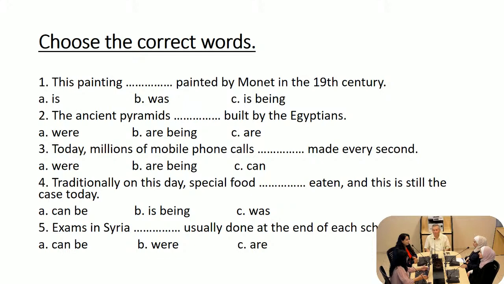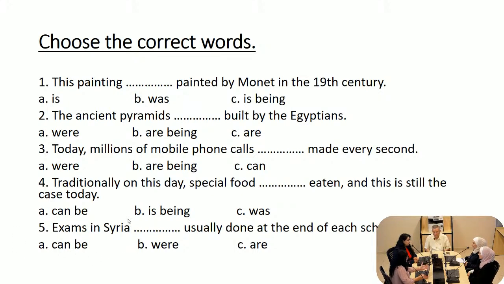Number 4. Traditionally on this day, special food eaten, and this is still the case today. So, food can be, is being, or was. Traditionally means that something often happens in the past. So was eaten, and if you can understand the end of the sentence, this is still the case today. So it is definitely that we are talking about something in the past.